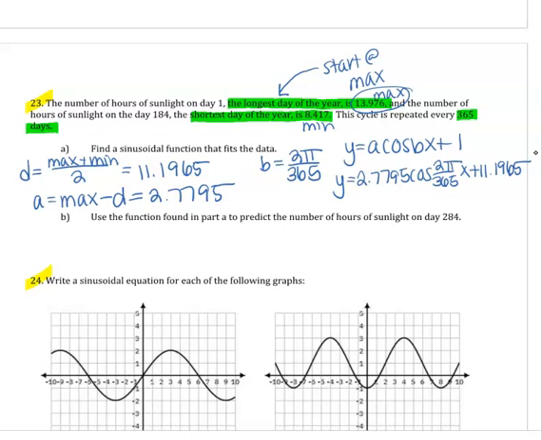Part B says use this function found in Part A to predict the number of daylight hours on day 284. So all we're going to do is take day 284 and substitute it in for x. Now, something to note is that because my frequency is in terms of pi, we're going to make sure our mode is in radians when we type this in. So I'm going to put a little note here.